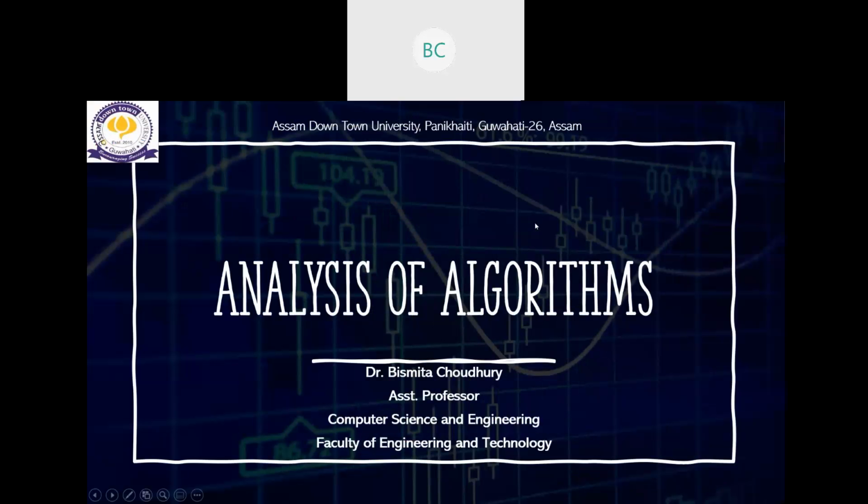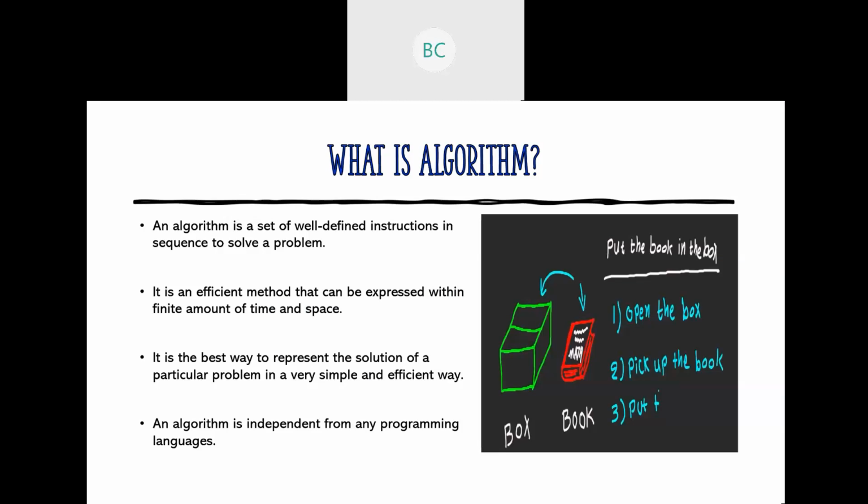Okay, so today we will discuss analysis of algorithm. We'll just start. So what is an algorithm? Like in your previous classes, it's already written there, and you already know what an algorithm is. Just step-by-step instructions to solve a problem. Suppose I ask you to put a book in the box, then your simple algorithm will be: open the box, then pick up the book and put it there.